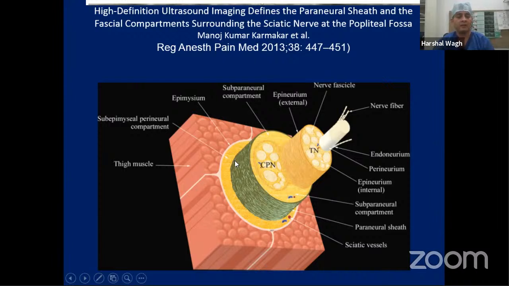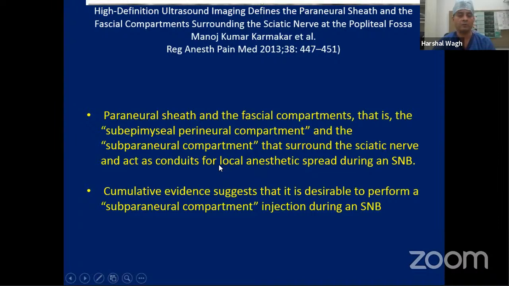From whatever studies we know, it has fairly come to a conclusion that local anesthetic injection in the subperineural compartment probably gives you the best results. That's what I'm going to always repeat: the perineural sheath and the fascial components, which is the subepimysial perineural compartment and the subperineural compartment that surround the sciatic nerve, act as conduits for local anesthetic spread. Evidence so far suggests that it is desirable to perform a subperineural compartment injection block.